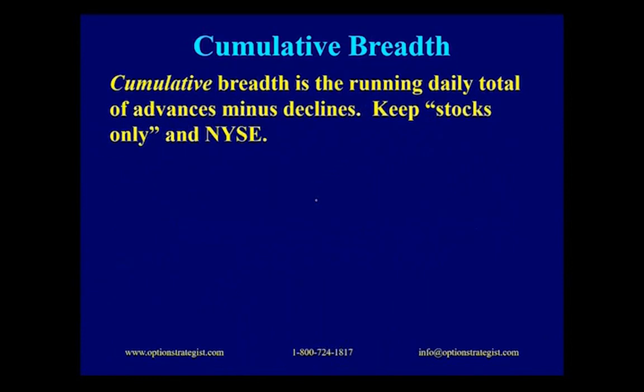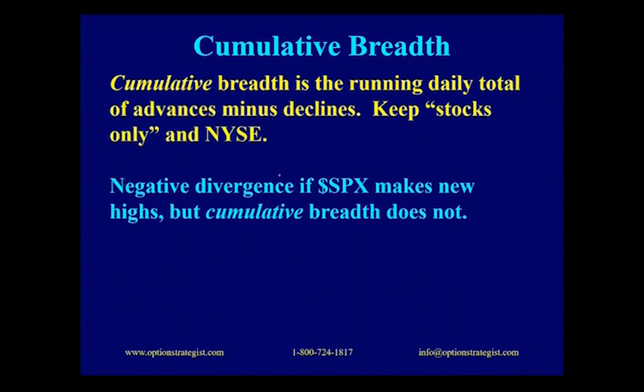Now, cumulative breadth is what we talked about before, where we just keep track of the advances minus declines each day, and we keep adding them up. And so we do that for both stocks only data and New York Stock Exchange data. And the one thing that pretty much all technicians agree on is that if there is a negative divergence between SPX and the cumulative advance decline line, then that's a bad thing for the market. So if SPX were to be making new highs, but the cumulative AD line, let's say, peaked and then was starting to fall away from that, that would be a negative divergence. That would be a sell signal.